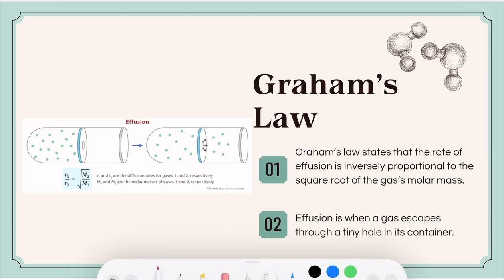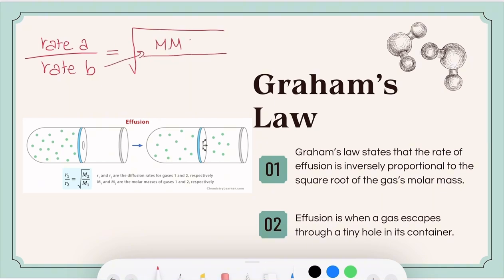Graham's law states that the rate of effusion, now Graham's law is an actual formula, it states that the rate of effusion of, for example, particle A over the rate of effusion of particle B is equal to the square root of the molar mass of the opposite, so B, over the molar mass of A. So the rate of effusion is equal to the square root of the inverse of the molar masses.